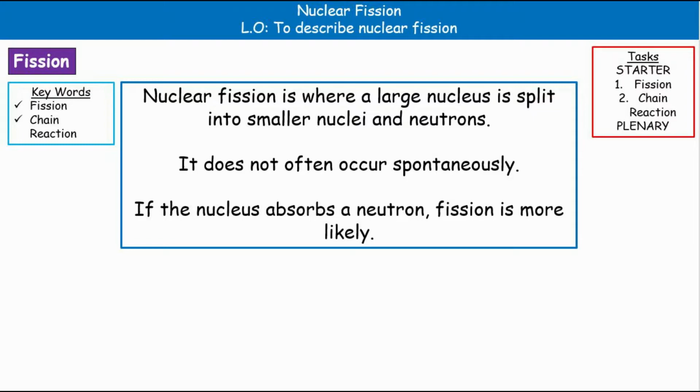Now in nuclear fission, what we're seeing is a large nucleus splitting into smaller nuclei and neutrons. Now, this isn't a process that occurs spontaneously that frequently, but if the nucleus absorbs a neutron, then fission becomes more likely. And the easy way to think of this is splitting. So we've got the S's in the middle there, 2 S's, and we're splitting that large nucleus into smaller nuclei and some neutrons. So make sure you've got those 3 sentences written in your books.